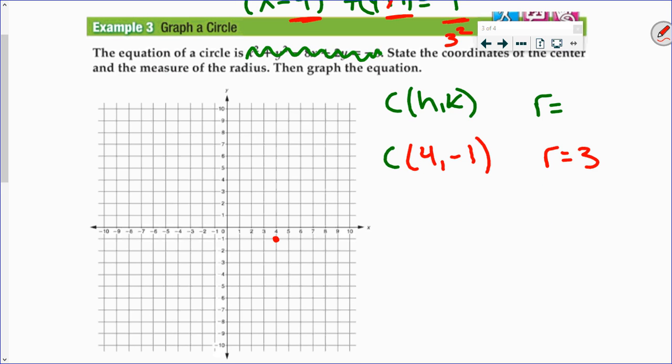So anywhere 3 units, 1, 2, 3 units from our center in any direction, above it, to the right of it, to the left of it, all of those points that I've plotted are 3 units from the center. The center (4, -1), I'll use green. All 4 of those points I plotted are just 3 units, our radius, from the center.